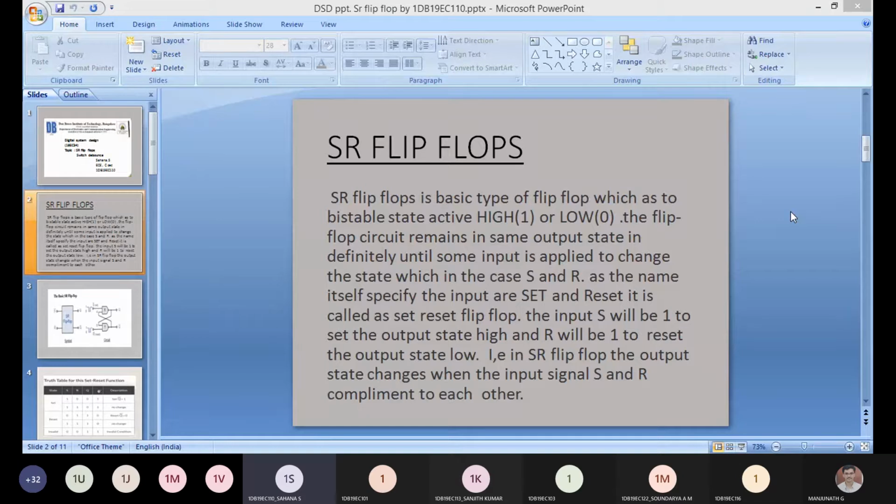The input S will be 1 to set the output state high, and R will be 1 to reset the output state low. That is the SR flip-flop. The output state changes when the input signals S and R are complement to each other.